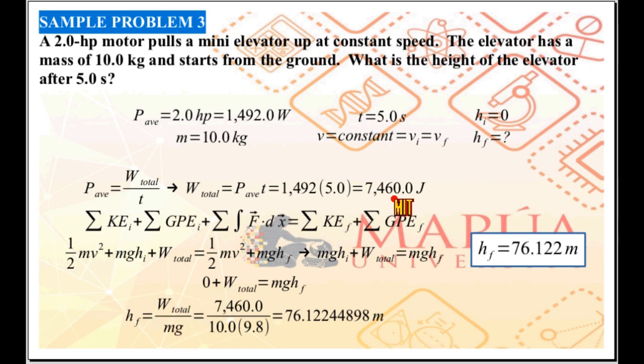Work total, we have calculated. m is given. And g is known, 9.8 meters per second squared. So plugging in the known values, we are able to calculate the final height of the elevator, 76.122 meters.